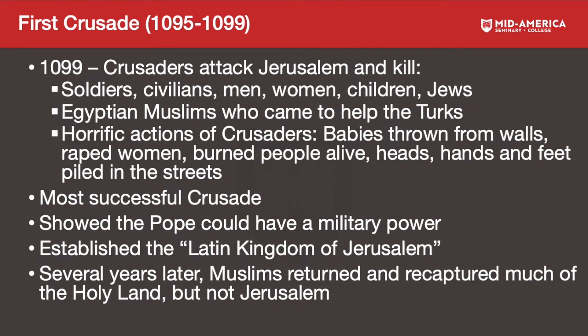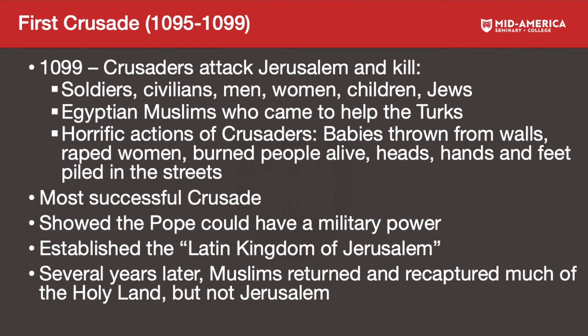In 1099, the Crusaders attack Jerusalem, and they kill soldiers. Obviously, they're fighting the soldiers. They kill soldiers, they kill civilians. They kill men, women, children, Jews. The Egyptian Muslims who came to help the Turks, they killed them. It was just horrific actions by the Crusaders. There's stories of the Crusaders throwing babies off the walls, raping women. They burn people alive. They would cut off people's heads, their hands, and their feet, and make piles of them in the streets.